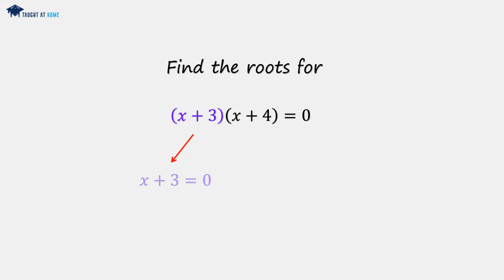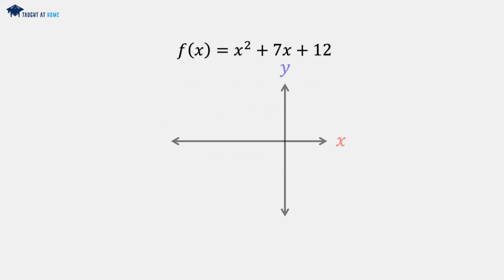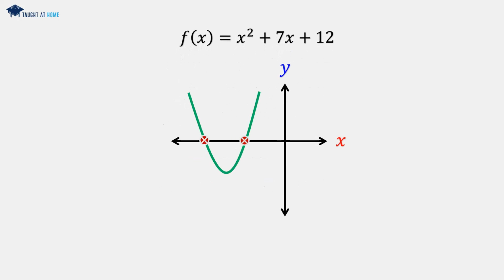For the first bracket, x plus 3 must equal 0, therefore x must equal negative 3. For the second bracket, x plus 4 must equal 0, therefore x must equal negative 4. And so we have two solutions. x1 is equal to negative 3, x2 is equal to negative 4. We've got two negative solutions on the plot. We can see that the roots are at x equals minus 4 and x equals minus 3.